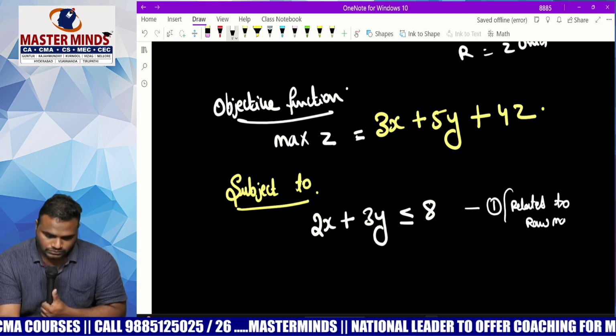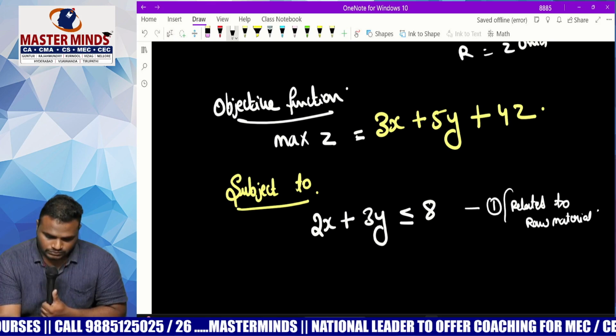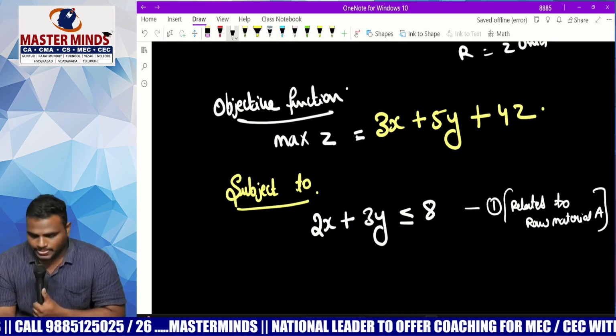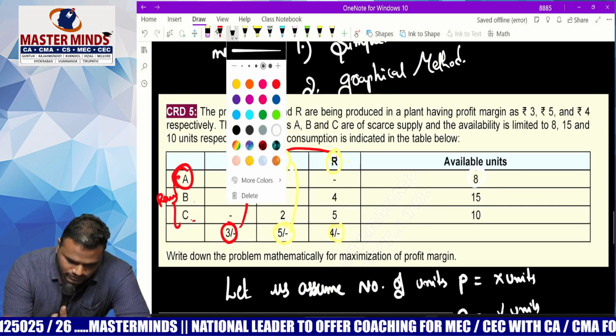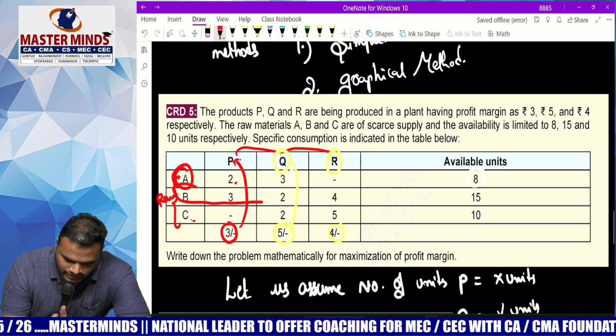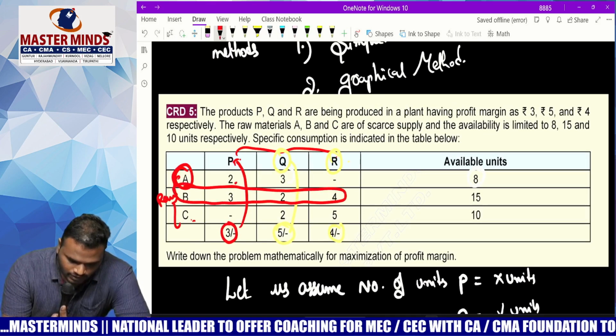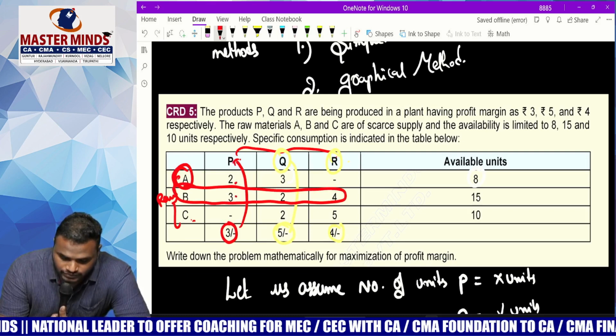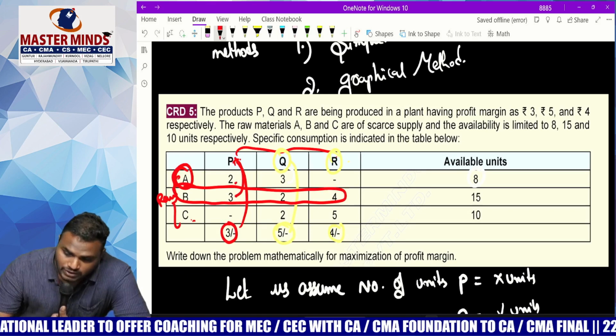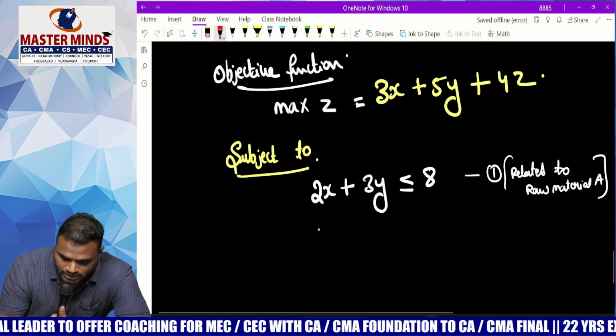Can I move to the next? Next. What is the second resource? B. In order to produce P, how many kgs will it require? 3 kgs. How many units are you preparing? X. 3x.